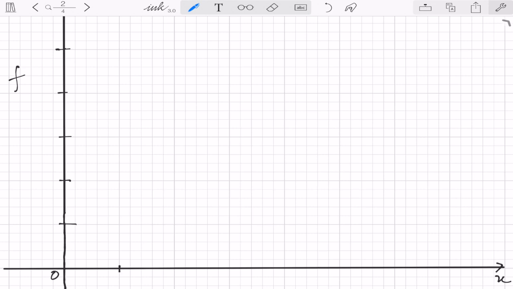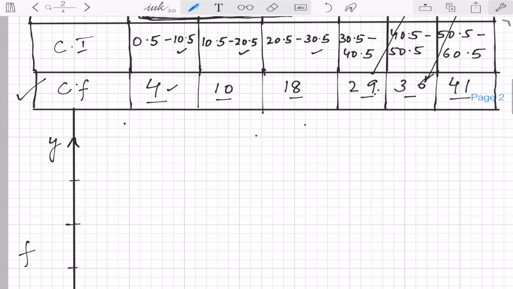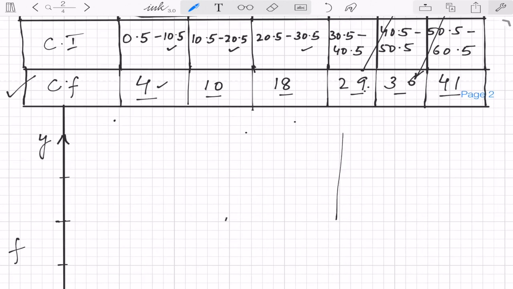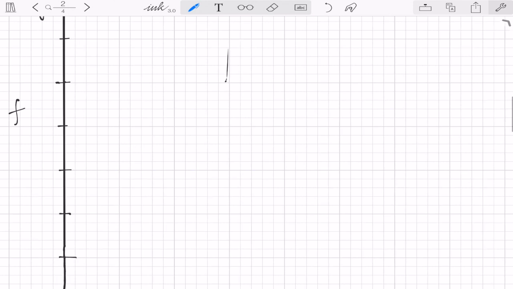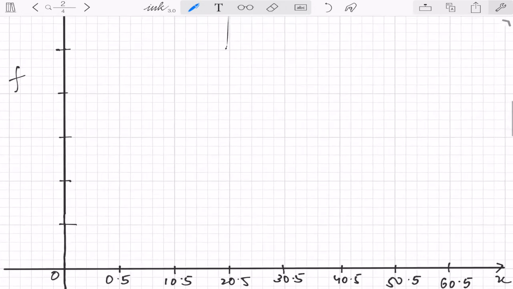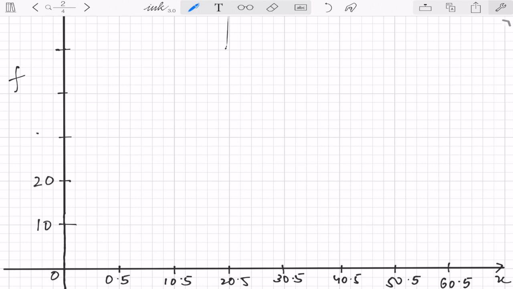The first class interval was 0.5, then 10.5, 20.5, 30.5, 40.5, 50.5, and the last was 60.5. And our highest cumulative frequency is 41. So either we can take a gap of 10, 10 or 5, 5. Again, the choice is yours. So I'm taking a gap of 10: 10, 20, 30, 40, and this is 50.